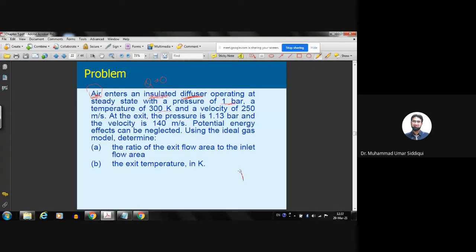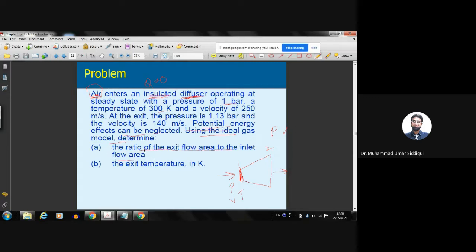So let's draw a diffuser. The diffuser is drawn like this. Here we have the inlet, here we have the exit. This is 1, let's say this is 2. This is an insulated diffuser. Air is entering it with a pressure of 1 bar, a temperature of 300 Kelvin, and a velocity of 250 meters per second at the inlet. At the exit, the pressure is 1.13 bar and the velocity is 140 meters per second. Potential energy effects can be neglected. Using the ideal gas model, determine the ratio of the exit flow area to the inlet flow area.